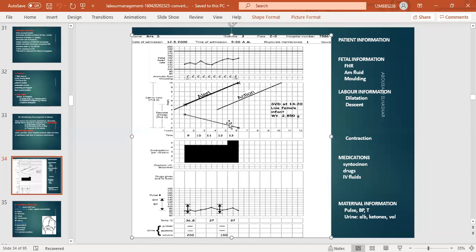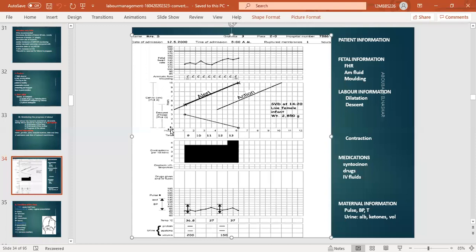Sometimes the patient may have full dilatation prior to 6 hours, in 4 hours it happens, sometimes even in 3 hours. So this depends upon the progress of the labor, but it should not be more than 6 hours. If it is more than 6 hours, then we have to label this a prolonged labor.